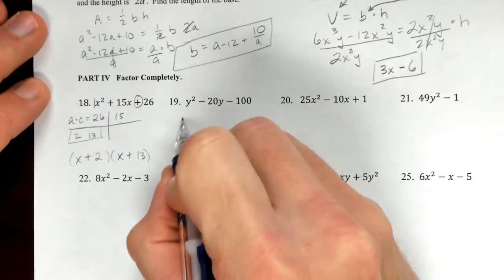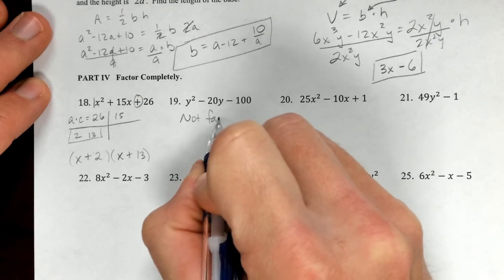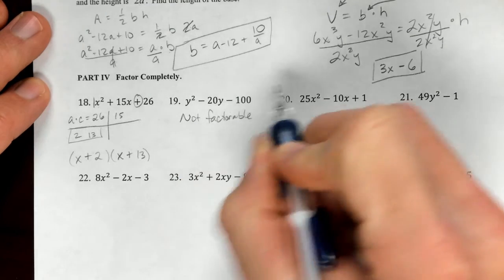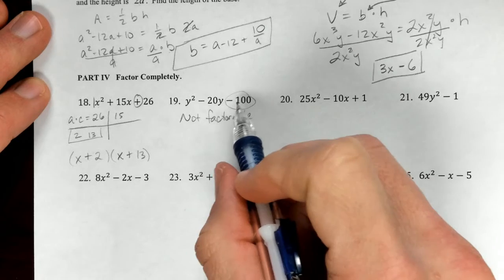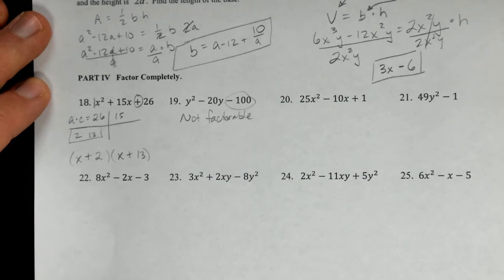Number 19 is not factorable because there are no factors of 100, negative 100, that add to give me negative 20.